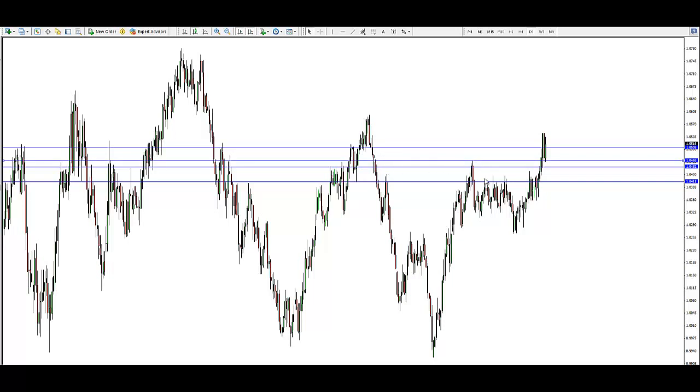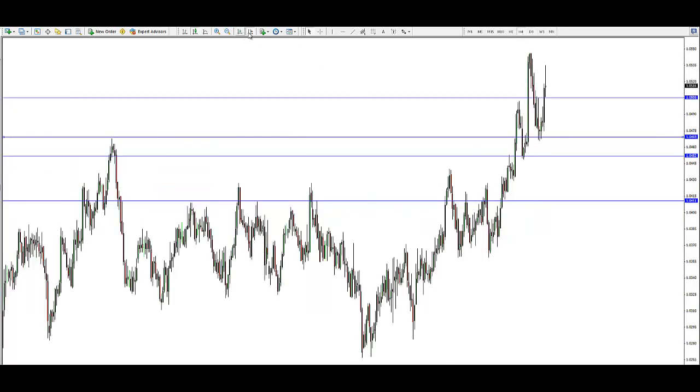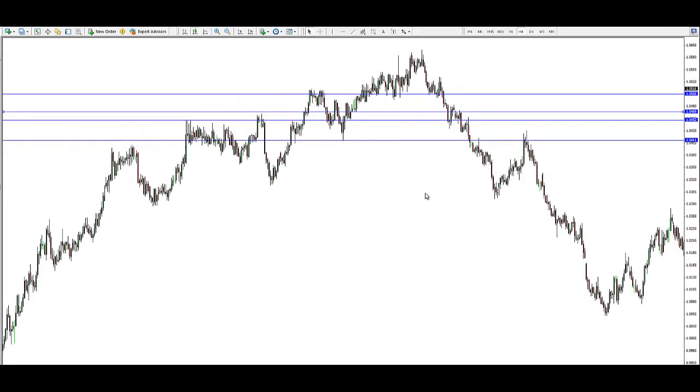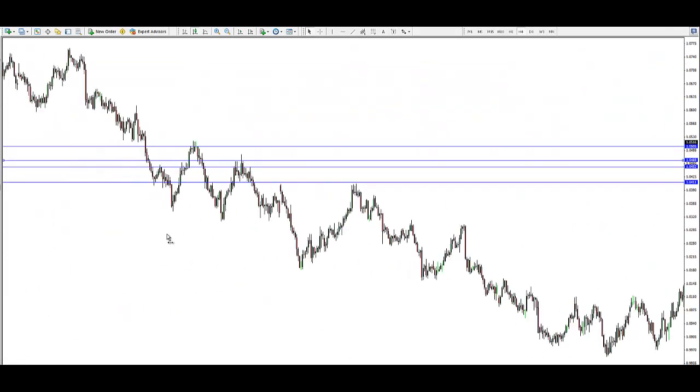So what I would do is, it's not overly clear on daily, so I'd be looking at H4, maybe H1 at most, just to see if I can see these zones in a clearer light on the lower time frames. Remember, a lower time frame might reveal information not present on a higher time frame.